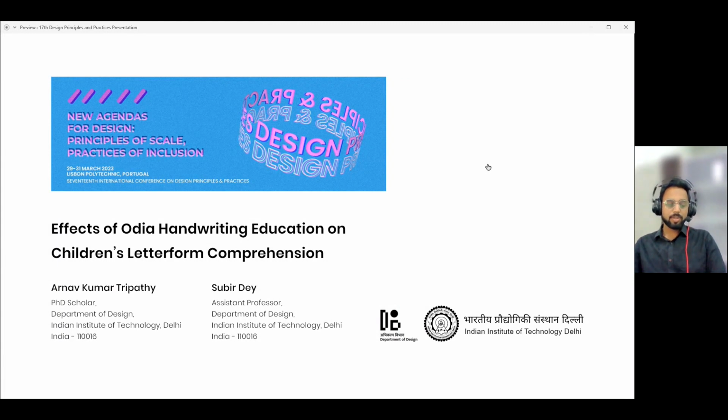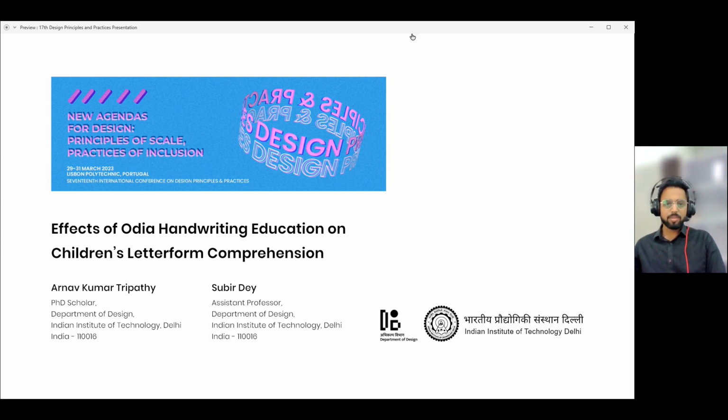And the paper that we are going to present today is titled Effects of Odia Handwriting Education on Children's Letterform Comprehension. So through this paper, we are trying to look at various teaching methods that are being used right now to teach the handwriting process of Odia script and how it is impacting the overall understanding of letter forms for children.